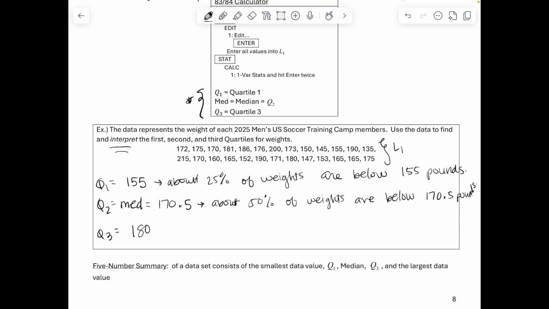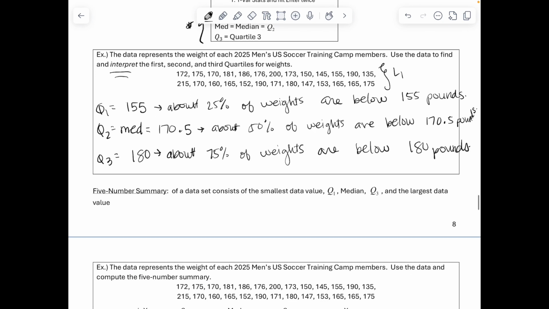And then Q3 is going to be our cutoff for 75%. So this is going to be about 75% of weights are below 180 pounds. And again, another way that you can always look at this is above. So for Q3, we could have said about 25% of weights are above 180 pounds. And likewise, we could have done the same thing for Q1 and Q2.